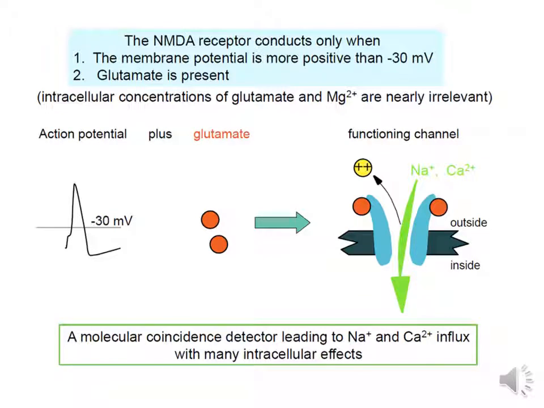And this is just a summary of what we've been talking about. The NMDA receptors conduct only when two things are present: glutamate is present and the membrane potential is more positive than minus 30 millivolts. So you will need an action potential plus glutamate plus the removal of magnesium to cause a full opening of the channel.